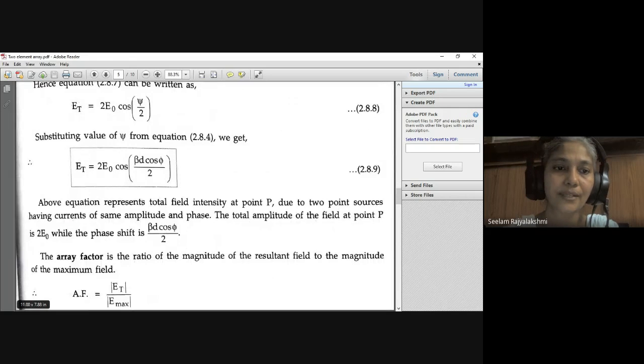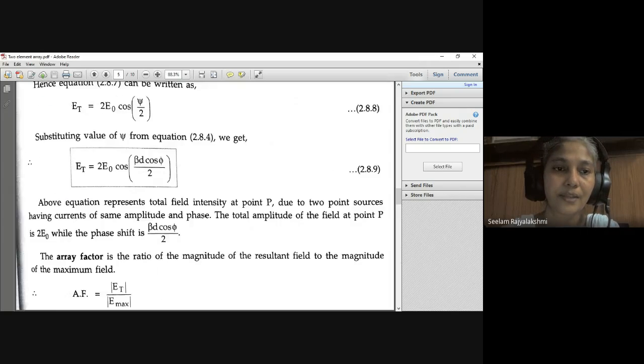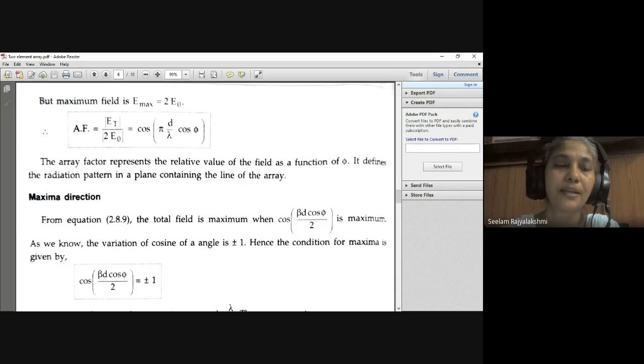That means array factor equals the ratio of E_t, that means the resultant field, to the maximum field E_max. So AF equals mod E_t by mod E_max. But the maximum field is E_max equals 2 E_0. So by substituting in the denominator, replacing E_max with 2 E_0, we obtain array factor AF equals E_t by 2 E_0.